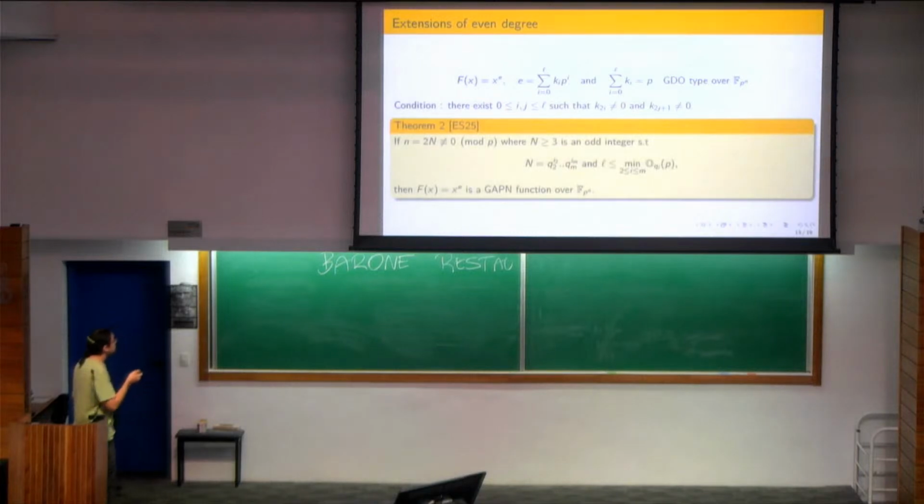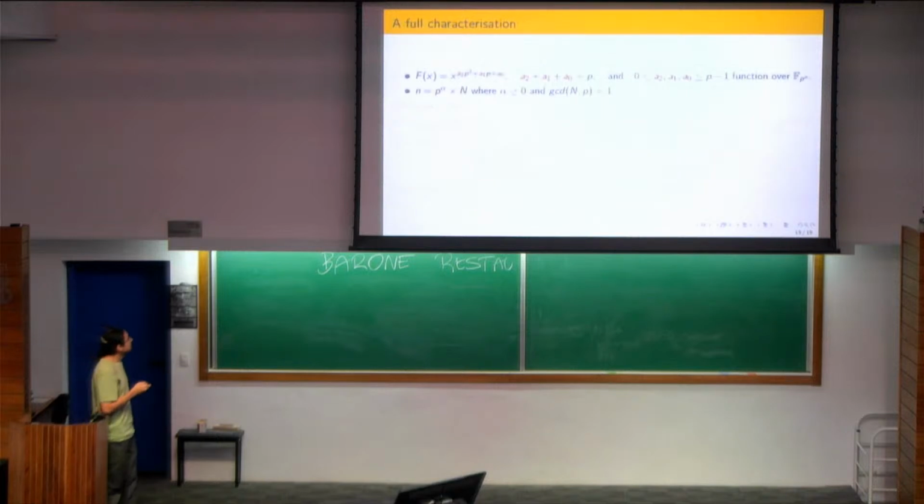And the second theorem is that if n is equal to 2 times n, where n is like that, and we have the same condition as the previous one on n, then f will be a GIPN function over the field of extension degree n.